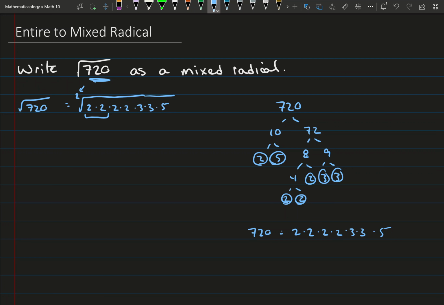So these 2 are going to become a single 2 on the outside. These 2 are going to become another 2 on the outside. These 2 3's are going to become a 3 on the outside. Now this 5, notice it has no one to pair up with, so it's just going to stay underneath the root. And then finally I can do 2 times 2 times 3, that's 4 times 3 is 12. 12 times the square root of 5 is the square root of 720 written as a mixed radical.